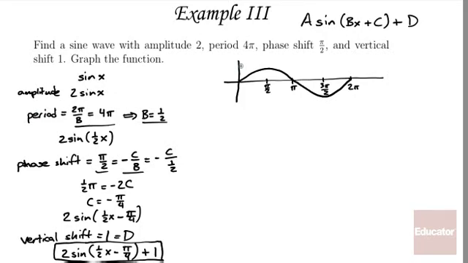Amplitude's supposed to be 2, so I'm going to stretch this thing up. Instead of going from 1 to negative 1, it's going to go up to 2 and down to negative 2. So I stretch the thing up, and down. Period is 4 pi. So that means the thing stretches out so that it only does one cycle every 4 pi. So that means I have to extend my graph quite a bit here. 3 pi, 4 pi. So I stretch the thing out so it only does a cycle every 4 pi.